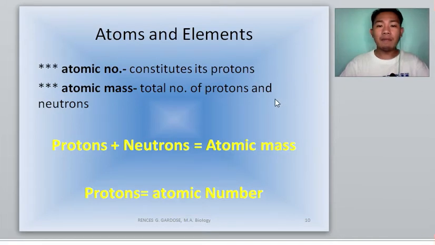To explain further, the atomic number is the number of protons. And the atomic mass is the total number of protons and neutrons. So protons plus neutrons is equal to its atomic mass, and the number of protons is equal to its atomic number.